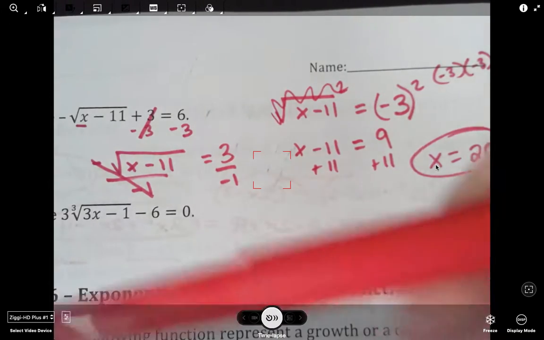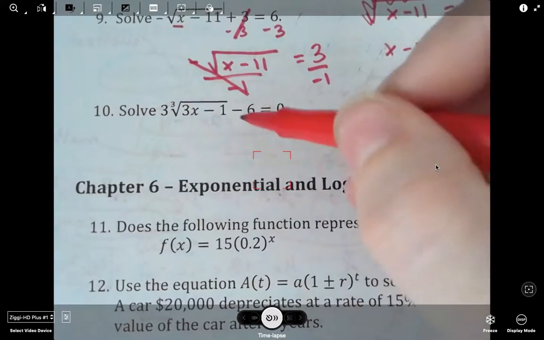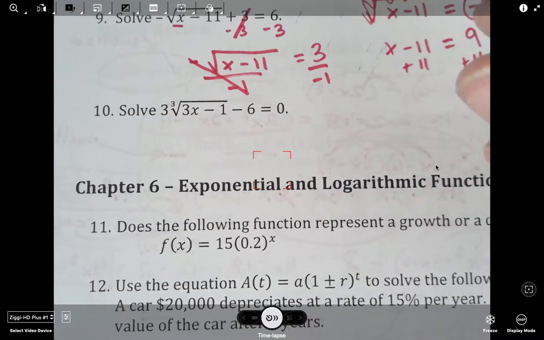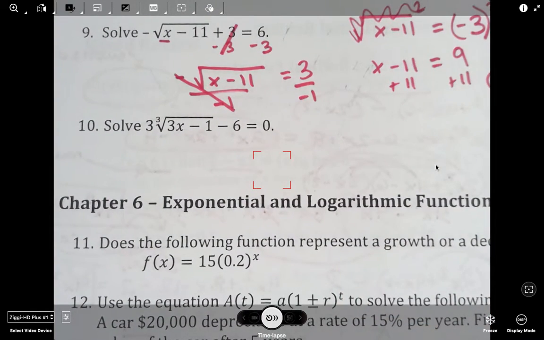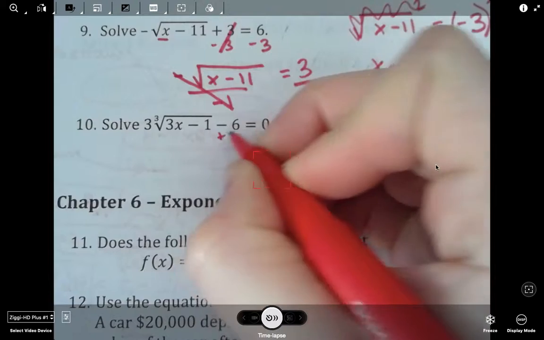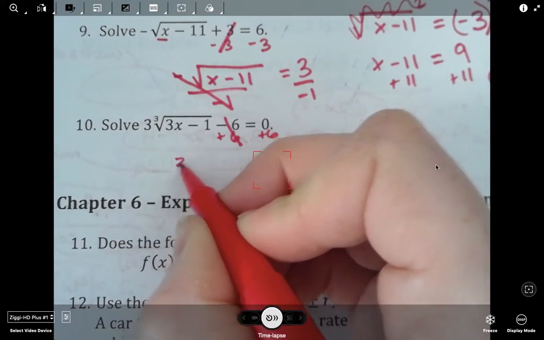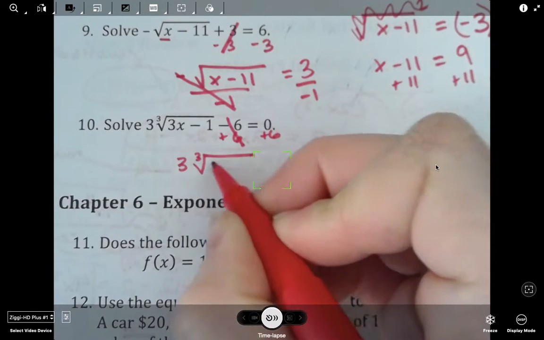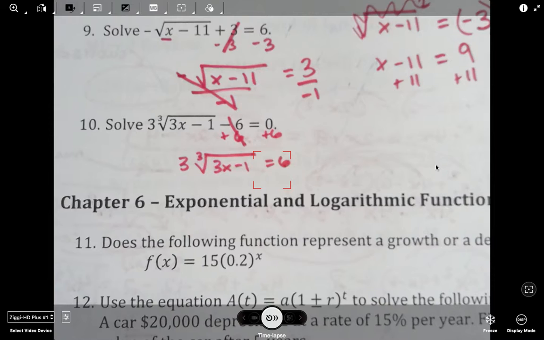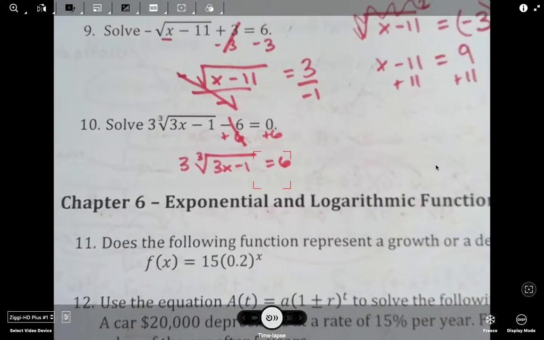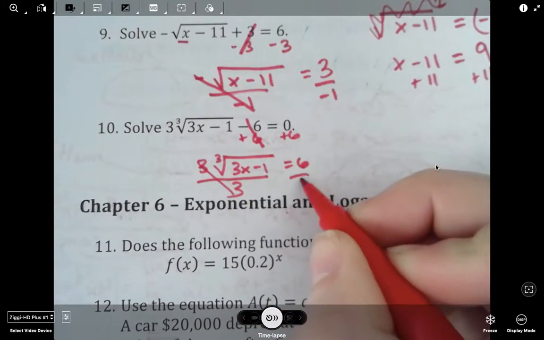Number 10. We've got a cubic root, a 3, a minus 6, and all that. Solving it the same way, except it's a cubic root instead of the square root. What are you going to move first? Add the 6 to both sides, so that's gone. So I've got 3 times the cubic root of 3x minus 1 equals 6. Then, which 3? The one on the outside. Divide by 3.